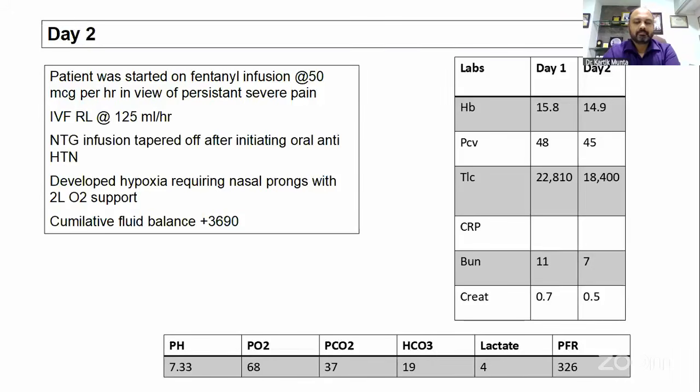Should I proceed, sir? Now we developed hypoxia requiring oxygen, and the PO2 on the blood gas was 68. This is on 2 liters of oxygen. Yes, ma'am. So what is the PF ratio? 2 liter nasal prongs. What is the FiO2 and what would be the PF ratio? It appears less, isn't it? I mean, it is less.